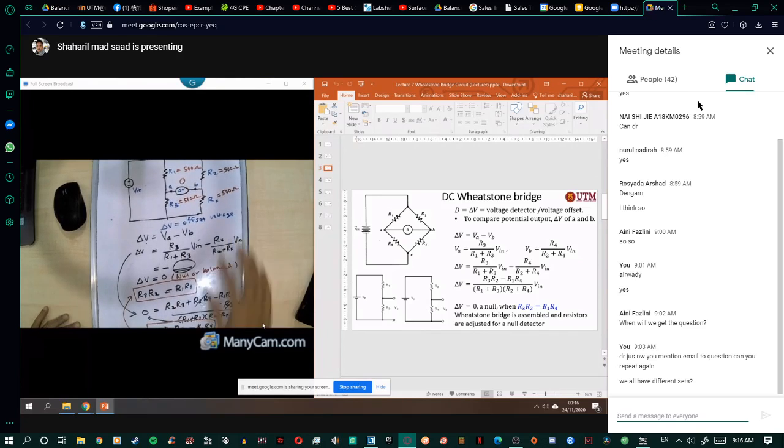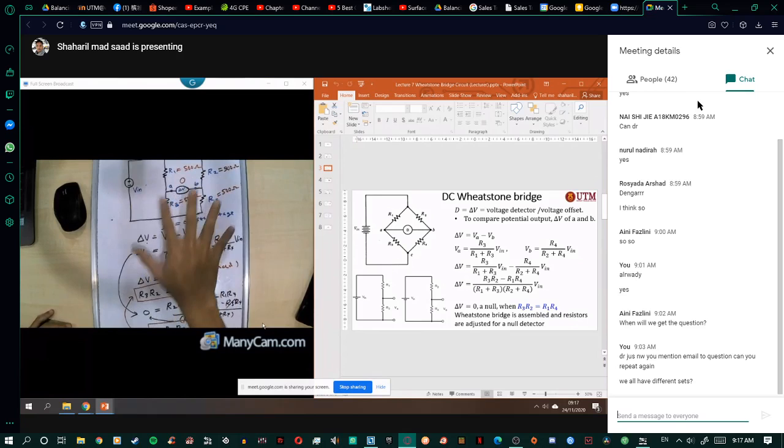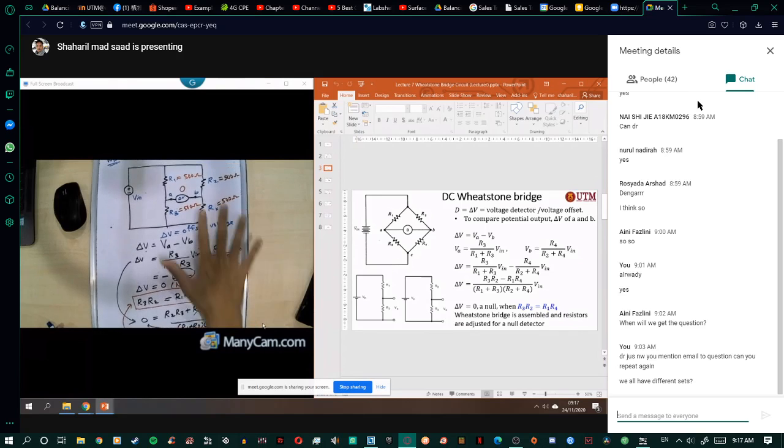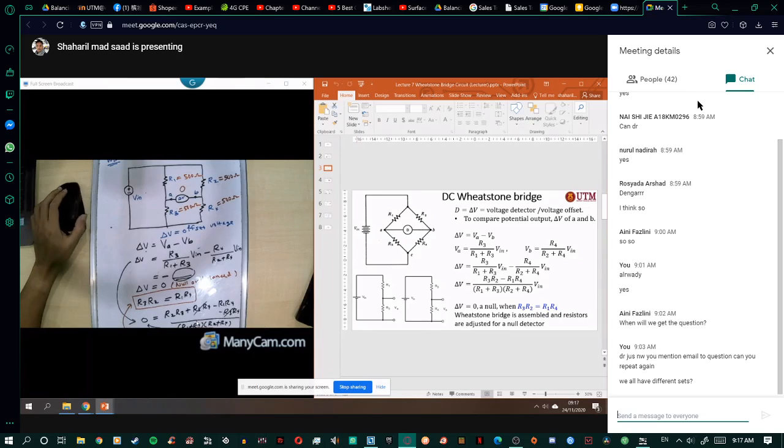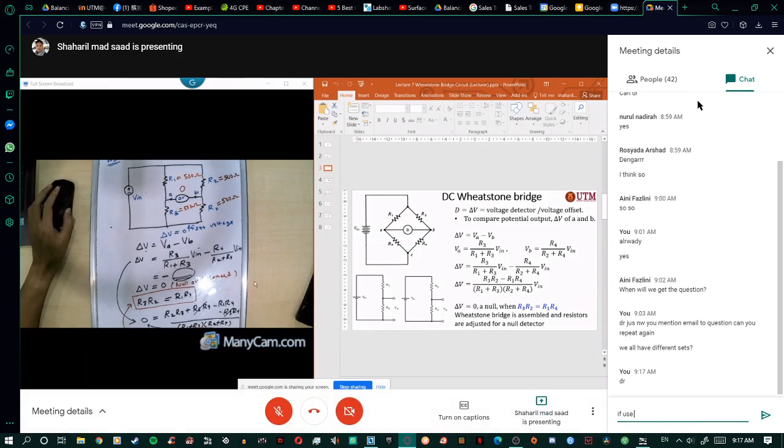Okay. Later on, I will show you how you apply your transducer in this Wheatstone bridge. So right now, I want you to get the concept of the Wheatstone bridge. Okay. So far, so good. Do you have any questions? Is it clear? Clear or not? Do you have any question about this one?